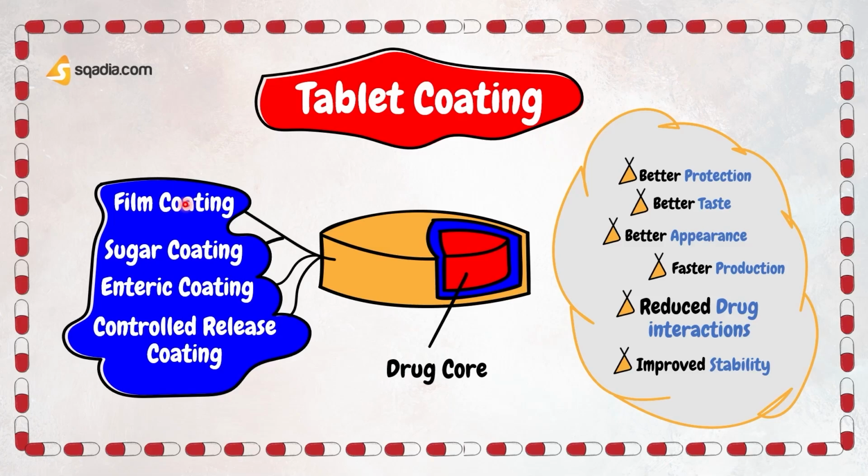Now, this type of coating is often used to improve the tablet appearance, mask unpleasant taste or odors, or protect the drug from moisture or light. Next we have sugar coating. This is an older method of coating tablets that involves multiple layers of sugar and other ingredients to form a hard shell. The sugar coating can protect the tablet from moisture and light, as well as improve its taste and appearance.